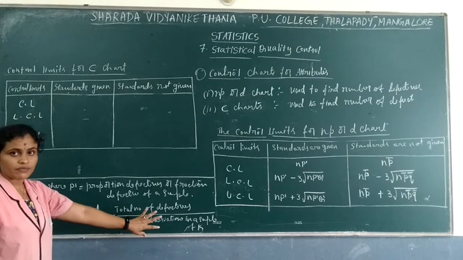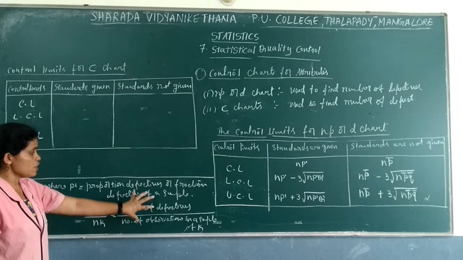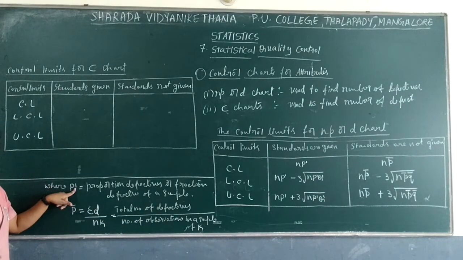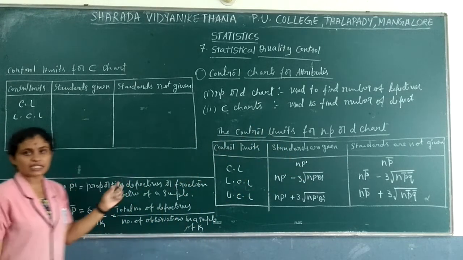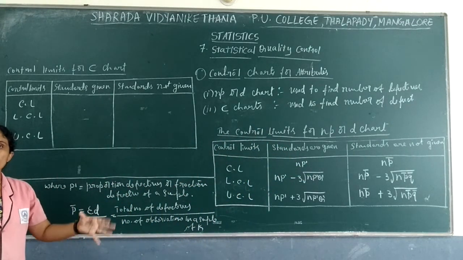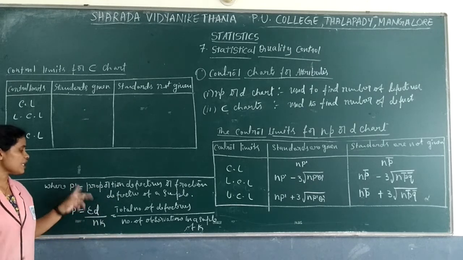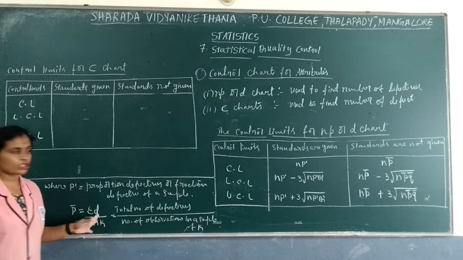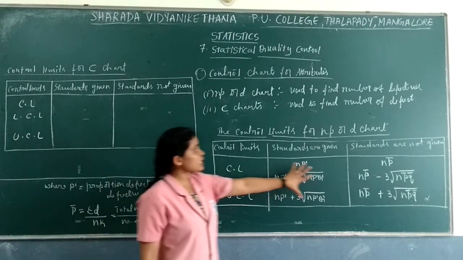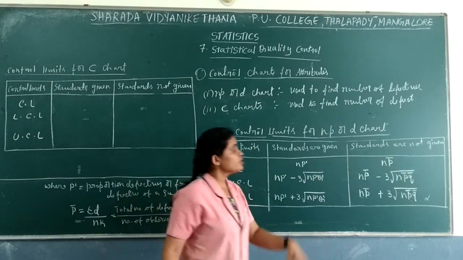That you will understand when we take the formula. So firstly, there are no formulas for these; we just need to identify the sentence: fraction defectives or proportion defective rates. This formula will not be given in the problem. A table will be given, and we need to find it. So this is about the control limits for NP or P chart.